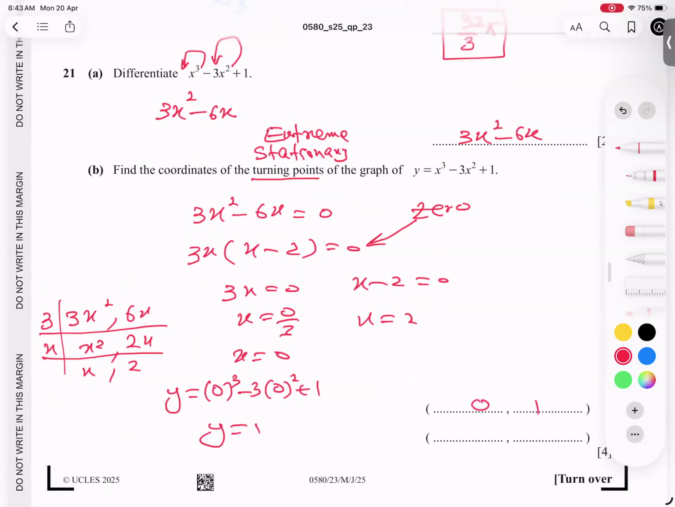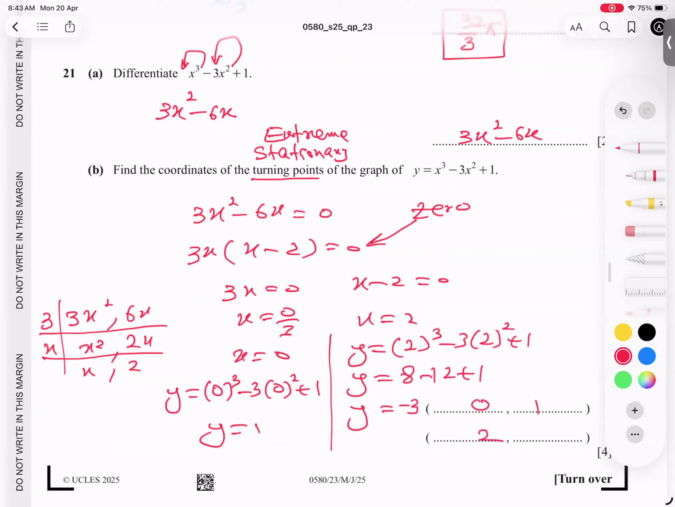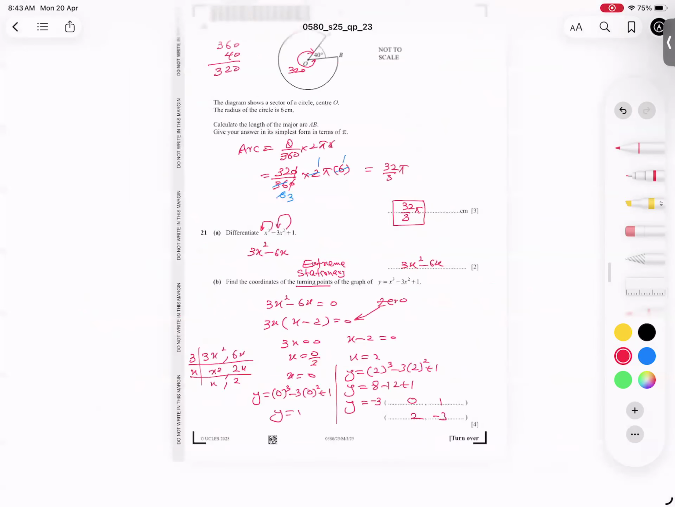So x is 0, y is 1. Second point, when I plug in this 2, what is the y answer? 2 to power 3, minus 3 into 2 to power 2, plus 1. And I got 8, and 4 times 3 is 12, plus 1. So I'm getting 9, minus 12, I got negative 3. So x is 2 and y is negative 3. I think the concept of this question is also clear.